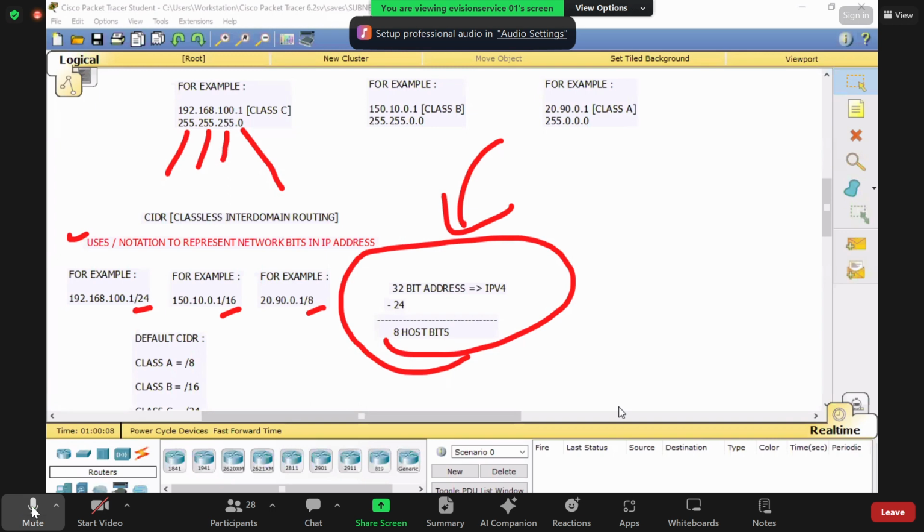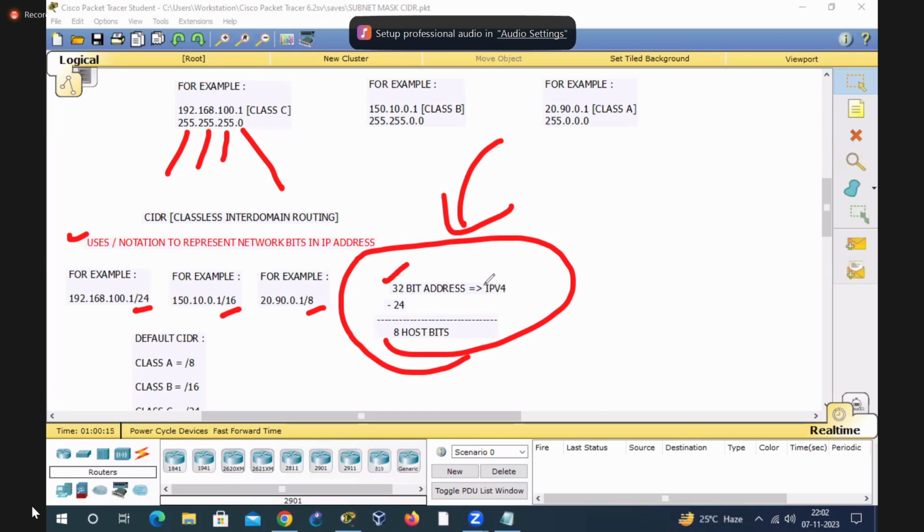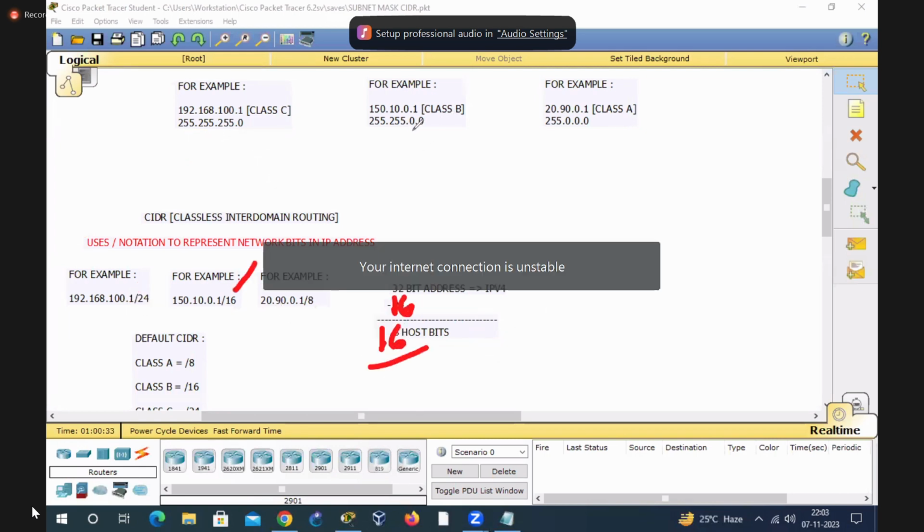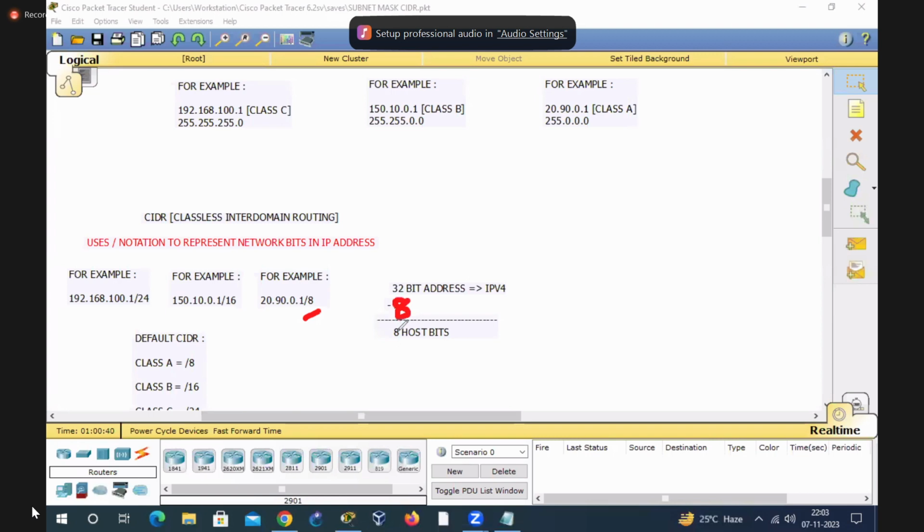So what exactly you are doing here is, the 32-bit address, that is your IPv4 address, is the total length. When you give slash 24, it is subtracted from 32. For example, if I'm talking about slash 16, 32 minus 16 is 16, so that is your 16 host bits in class B. Similarly, slash 8 means 32 minus 8, which is 24. So this formula is always performed by machines to calculate host bits.